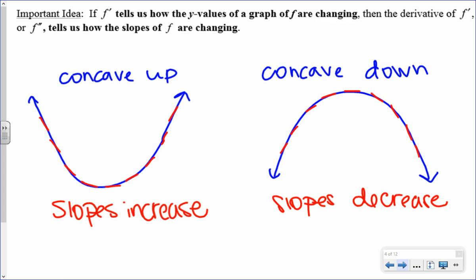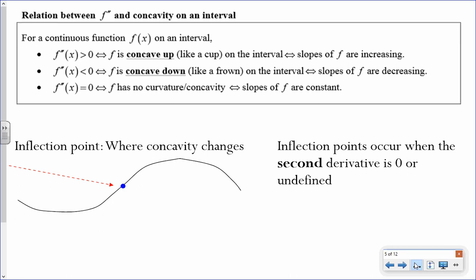Okay, well, if our slopes are decreasing or slopes increasing, we can look at the second derivative to figure out what is happening. So if concave up means these slopes are increasing, what kind of second derivative value would you expect to see? Positive. If our slopes are decreasing, what kind of second derivative value would you expect to see? Okay, you're exactly right. Here we go.